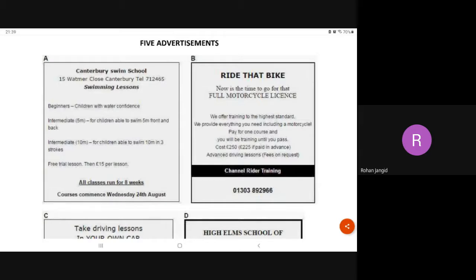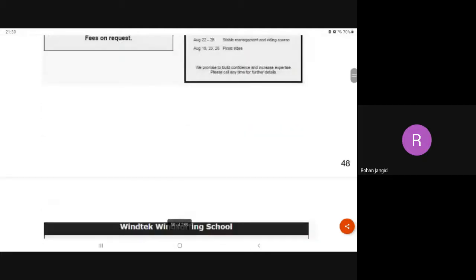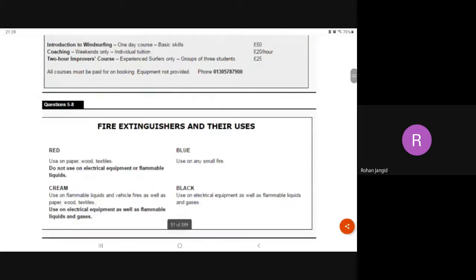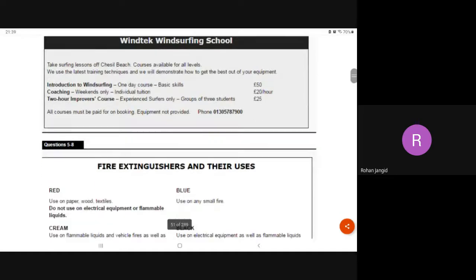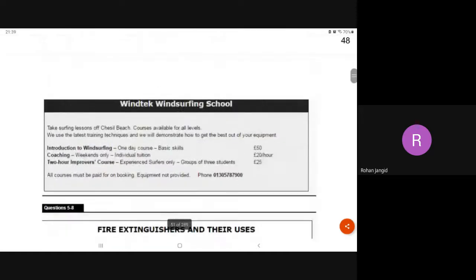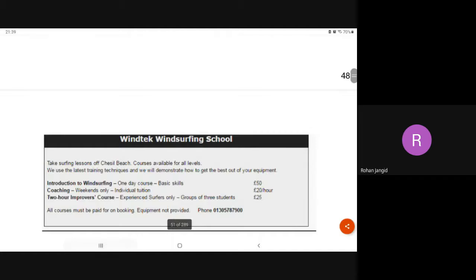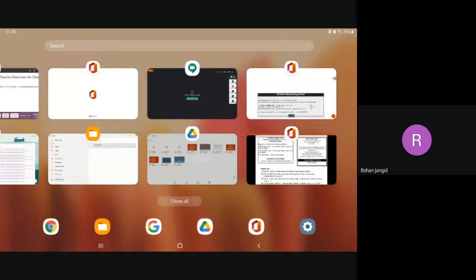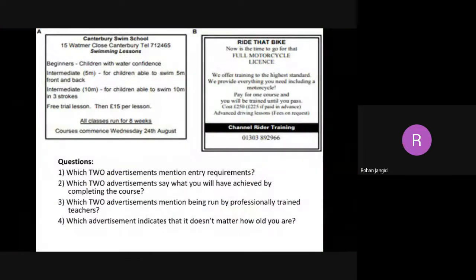So these are the 5 advertisements: A, B, C, D, and E. This one, Wintex Windsurfing School, right? You all have taken it out. I'm going back to the slide. You people have this in front of you while attempting. So 5 advertisements are given, A, B, C, D, and E. The question says, which 2 advertisements mention entry requirements?